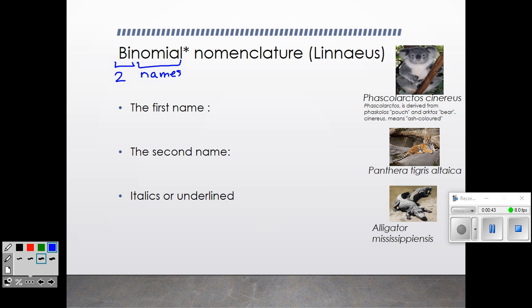So binomial means two names. And nomenclature is where we talk about a naming system. You probably saw this word in Science 10 when you talked about chemical nomenclature. So really what we're saying is this is a naming system where we give each organism two names. Kind of like how you have a first name and a last name. Same sort of idea here.